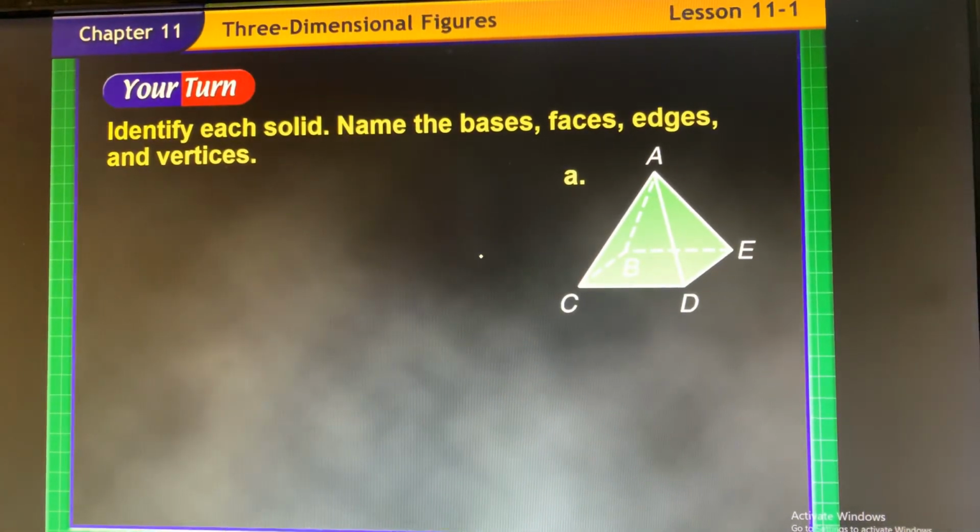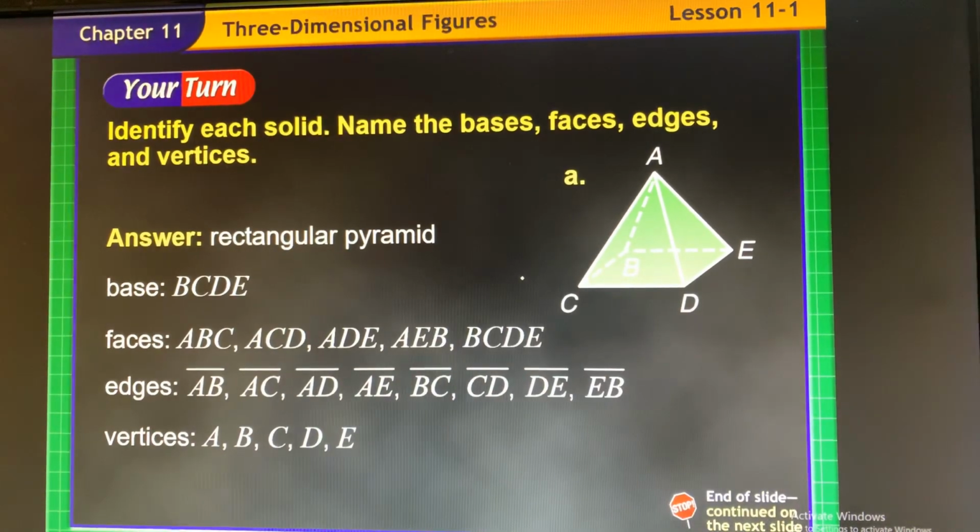This one, again, it has triangular faces. So if it has triangular faces and comes to a point, then you know that it's a pyramid. What kind of pyramid is it? It's a rectangular pyramid. Its base is specific because it's not a triangle. So when you identify the base, you can call it out specifically as being this rectangle right here. And then the faces are the triangles.